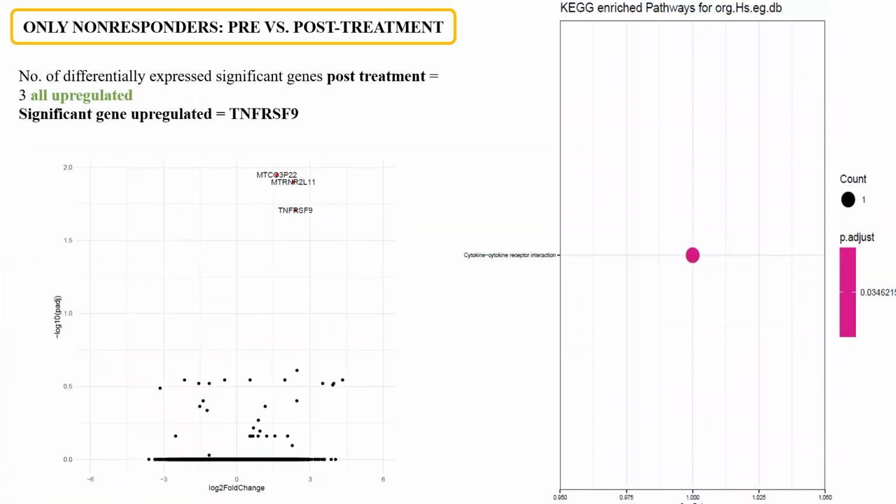And the last group that I compared was non-responders only, pre versus post-treatment conditions. Here again, there were very few differentially expressed genes, only 3, out of which one significant upregulated gene was a TNF receptor known as TNFRSF9. TNF signaling again might be associated with this kind of result. Other than this, there was nothing significant observed in the KEGG enrichment.